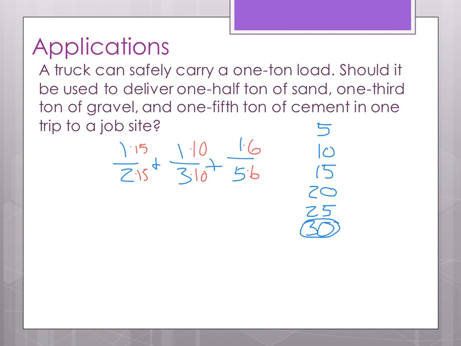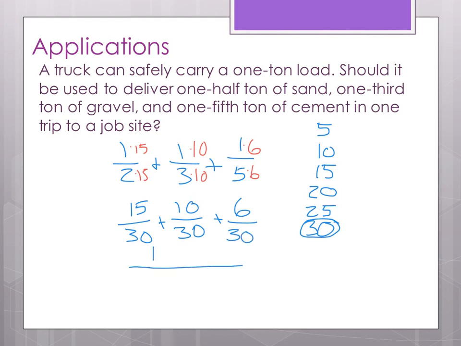So the first one, 1 times 15 is going to be 15 over 30. Plus 1 times 10 is 10 over 30. Plus 1 times 6 is 6 over 30. So remember, we're going to add the numerators, 15 plus 10 plus 6, and keep that same denominator 30. So 15 plus 10 is 25, and then 25 plus 6 will give me 31 over 30.